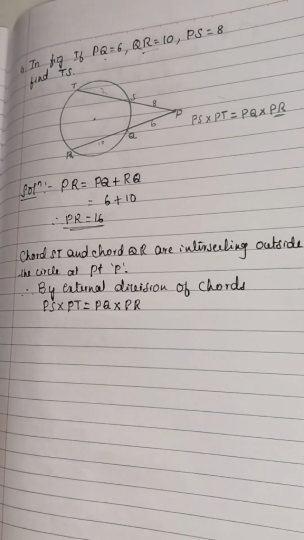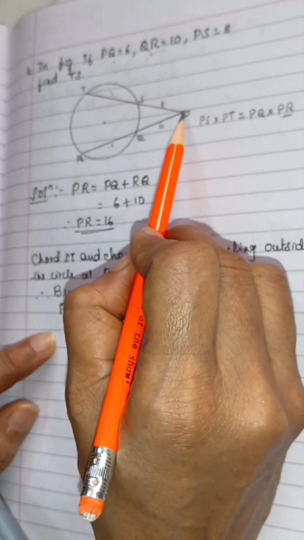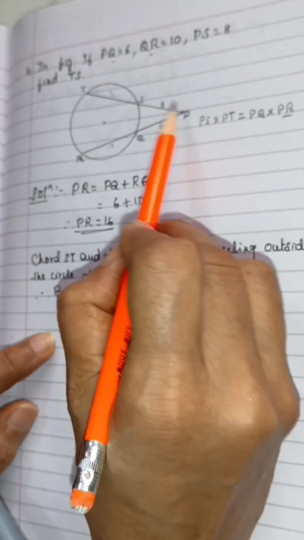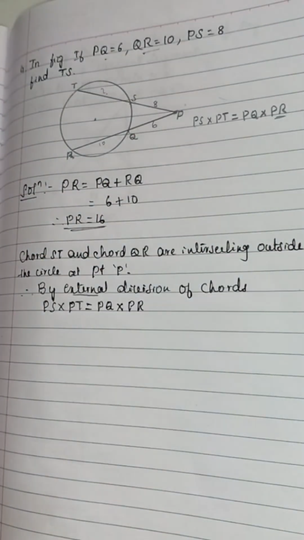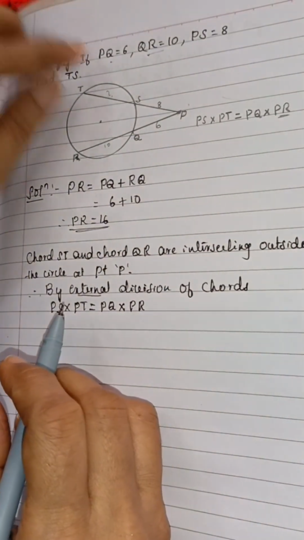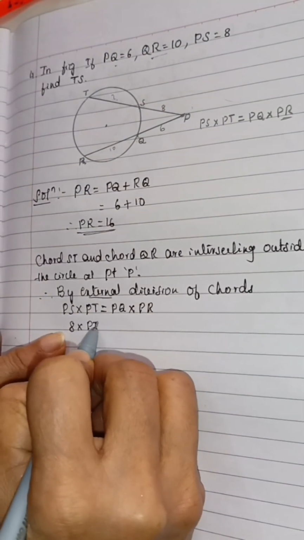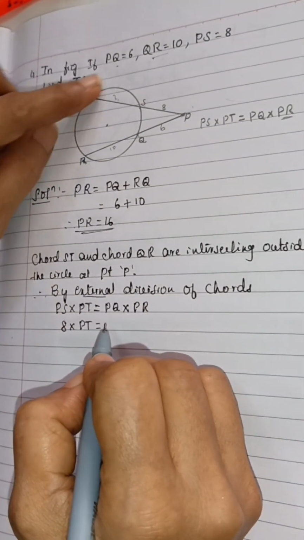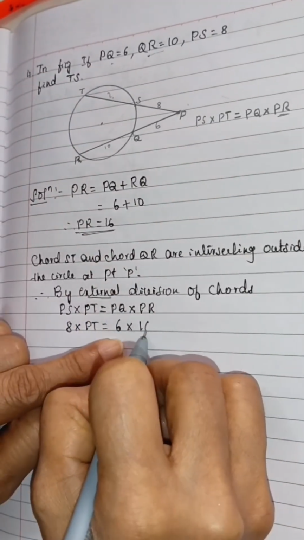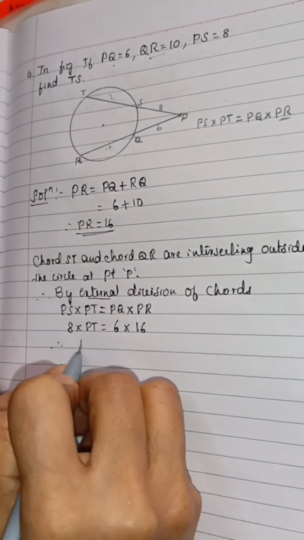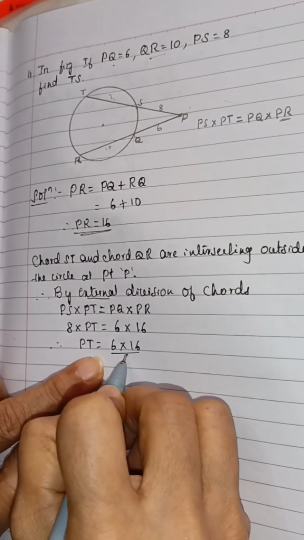This theorem says this is external division of chords. External, you have to start from this point only. PS into PT equals PQ into PR. Therefore PS, here PS is 8, PT we don't know, equal to PQ is 6 into PR is 16. Therefore PT is 6 into 16 by 8.